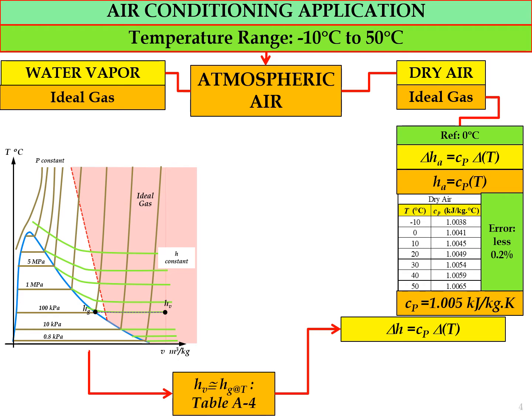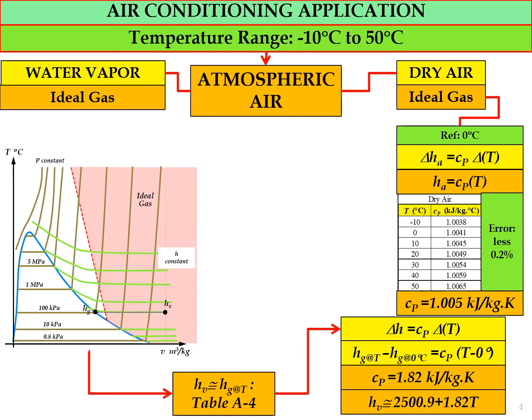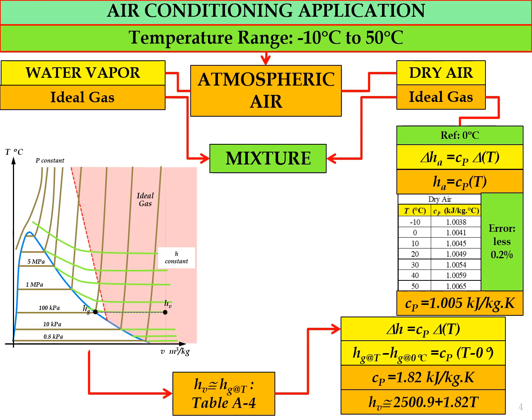Since it is close to an ideal gas, we can assume the ideal gas law. So the enthalpy change of the water vapor can be calculated using this equation, which only considers the temperature change. The Cp, the specific heat of the water vapor, is equal to 1.82 kilojoule per kg Kelvin, and we can calculate the enthalpy of the water vapor as 2500.9 plus 1.82 times the temperature of the water vapor.